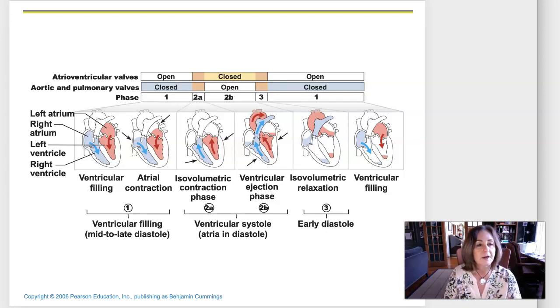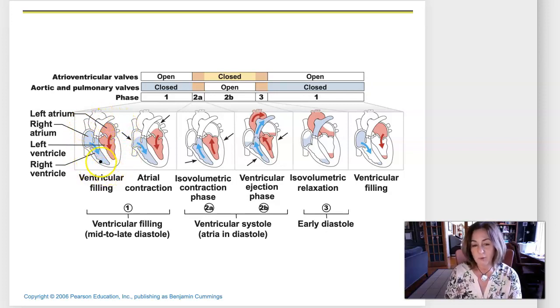So taking a look at the picture, right now the whole heart is relaxed. And what I'm going to do is I'm going to first go through the cardiac cycle using everyday terminology. I'm just going to say contraction and relaxation, and then we'll go through it again, and I'll use systole and diastole.